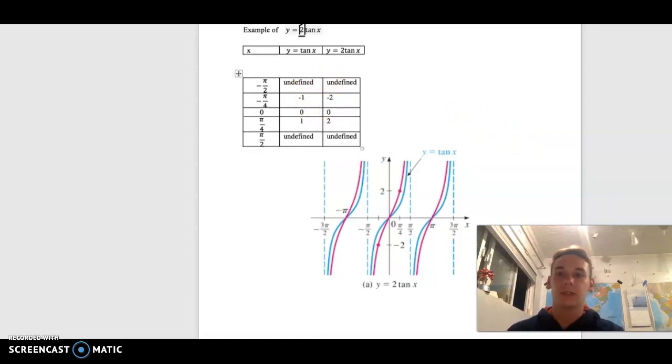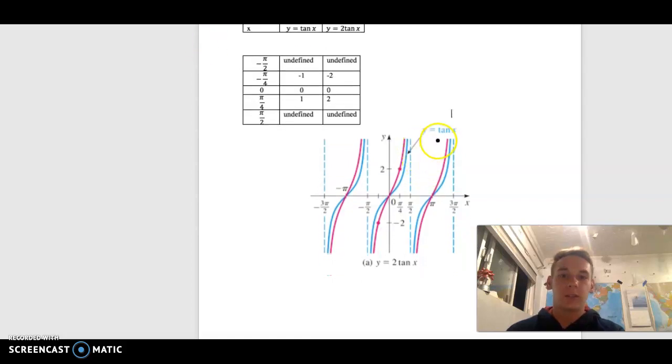Now for graphing, this is a great example because you can see the original graph and you can see the new modified graph. So you can see how the old graph intercepted at 1 and negative 1, and this new one intercepts at negative 2 and 2. And they both intercept at 0. Now, if you were to do maybe y equals 3 tan x, then that 3 would be down there, and it would be up here.